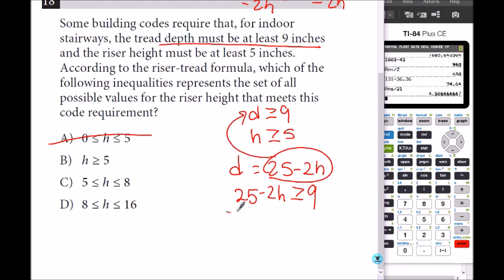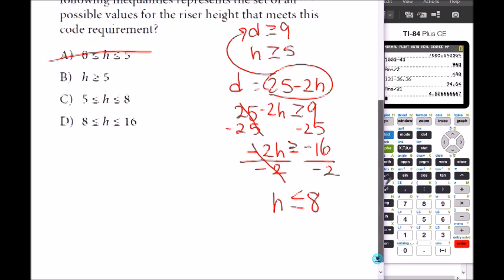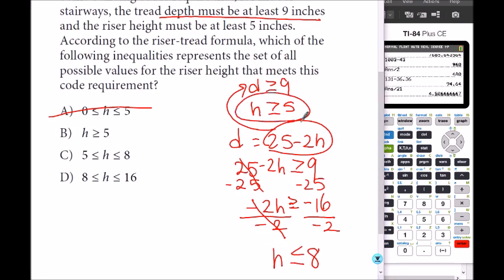So subtract 25. Negative 2H is greater than or equal to negative 16. When you divide by negative 2, when you divide by negative numbers in an inequality, you flip the sign. H must now be less than or equal to 8. So it has to be greater than 5 but less than or equal to 8, so it is C.